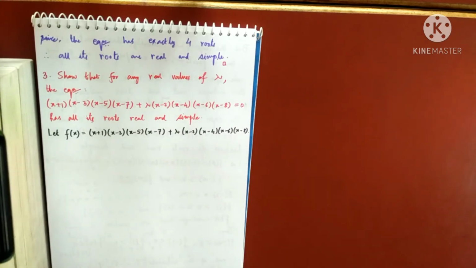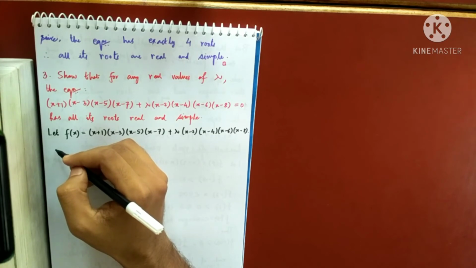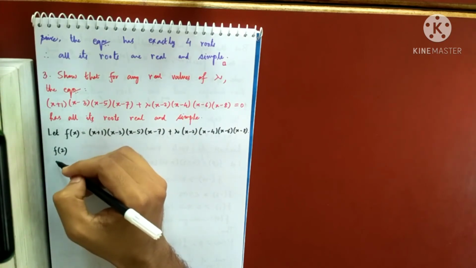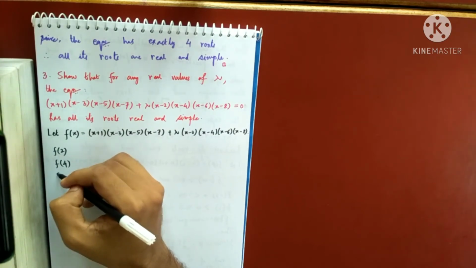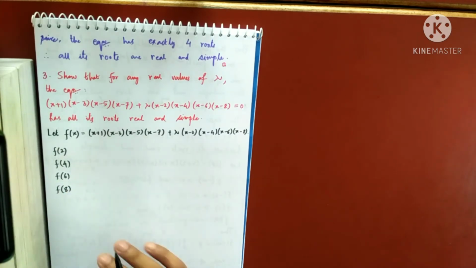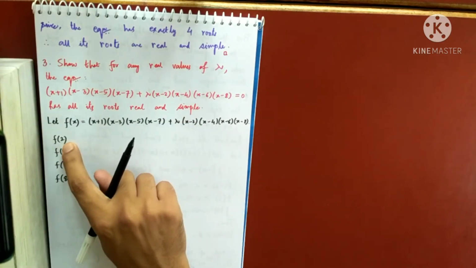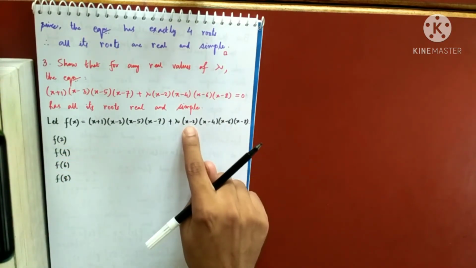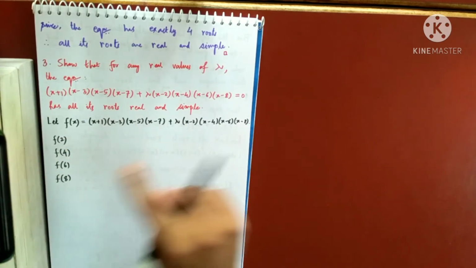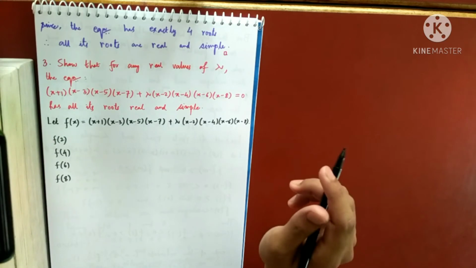So I cannot determine f of infinity and f of minus infinity at this moment, just because it will depend upon lambda. So let us at least find f of 2, f of 4, f of 6, f of 8. Again, using the same logic, why I am choosing 2, 4, 6, 8 is due to this. So this will make this term 0.